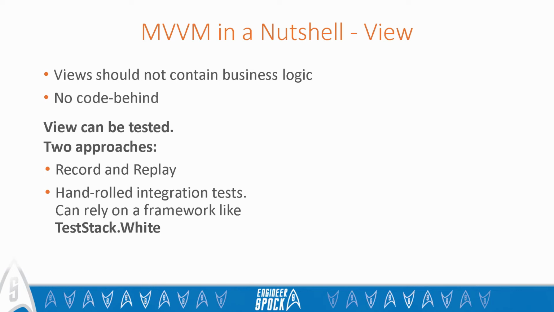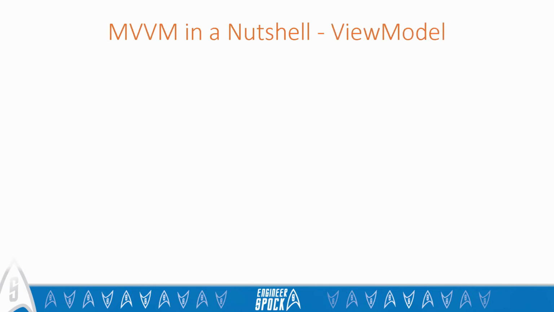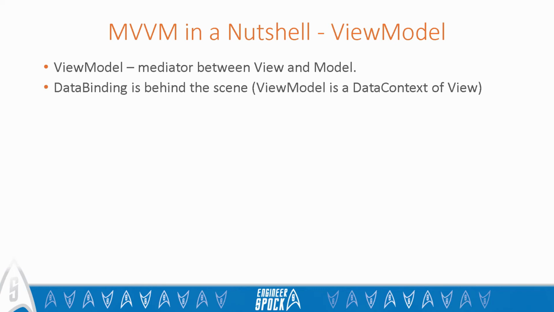Okay, let's move to a view model. A view model is a mediator between view and model. It is like the glue. It communicates with the view through the data binding mechanism. Data binding is the most important WPF component, which makes MVVM so simple and powerful.